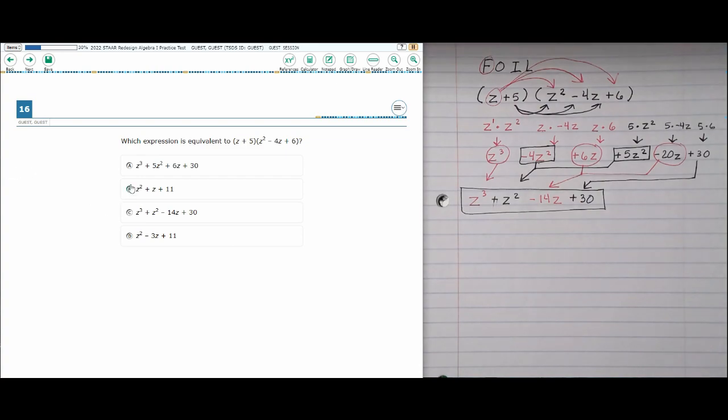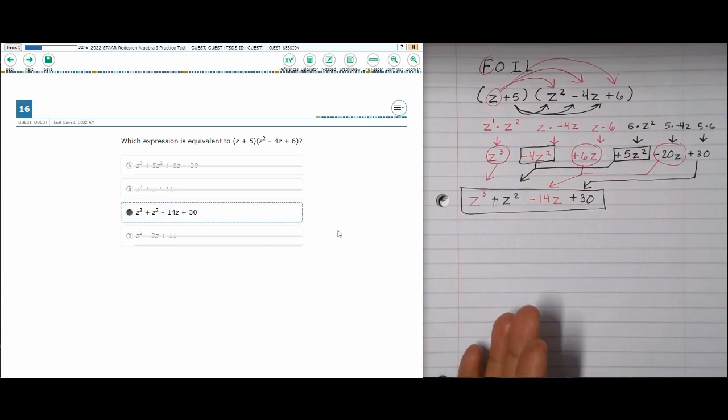So it looks like the only one that matches, let's see, this is z to the third, but this says 5z to the second. So that's not it. I'm going to go ahead and strike it out. This next one says z squared plus z, but it doesn't have a z to the third power. So it can't be that one. Can't be this one because they don't have z to the third power. And the only one left that matches is z to the third power plus z to the second minus 14z plus 30. So C is the correct answer.